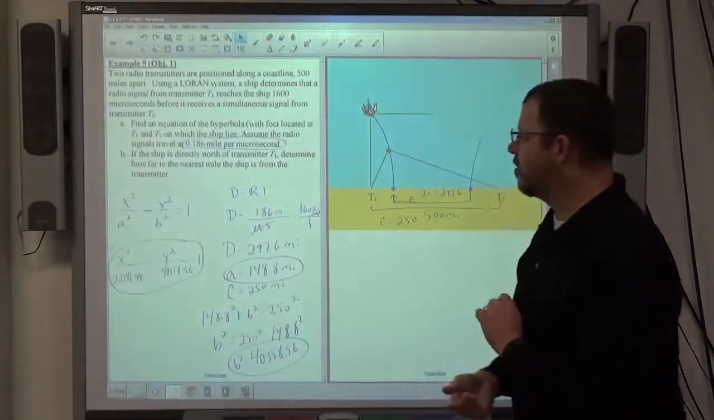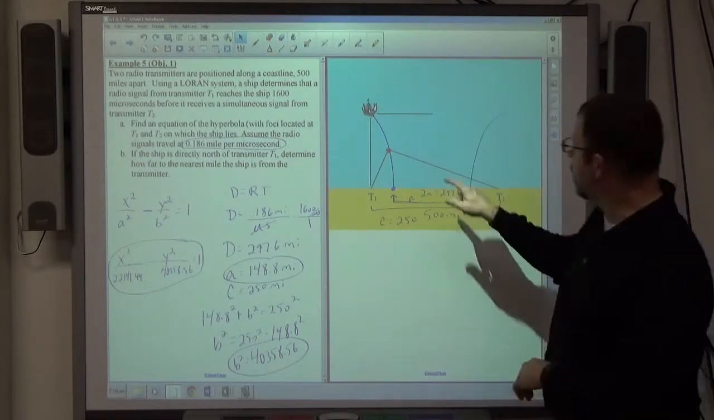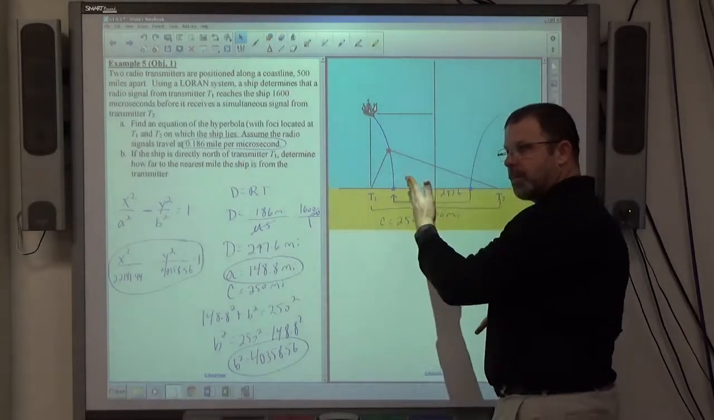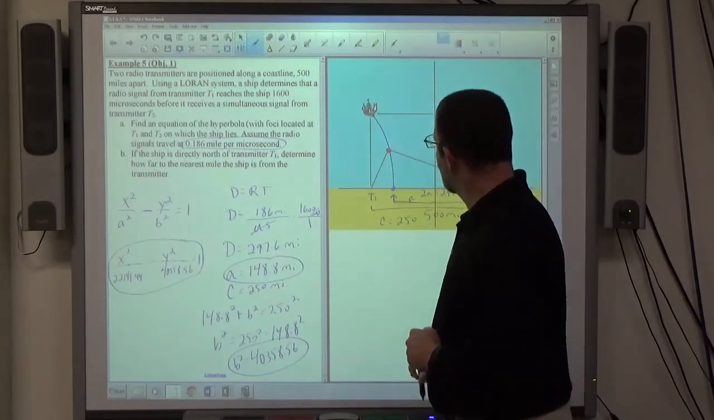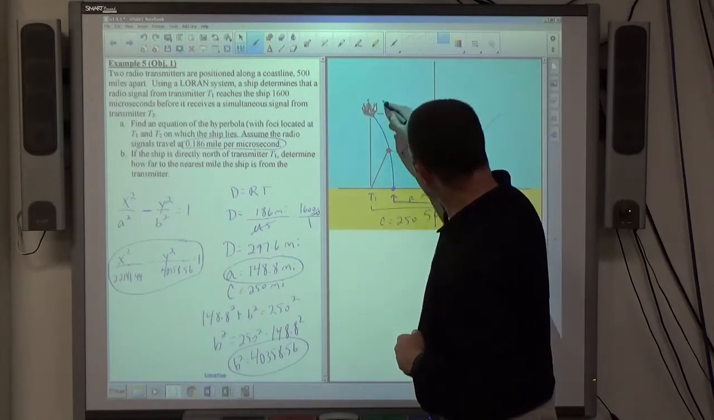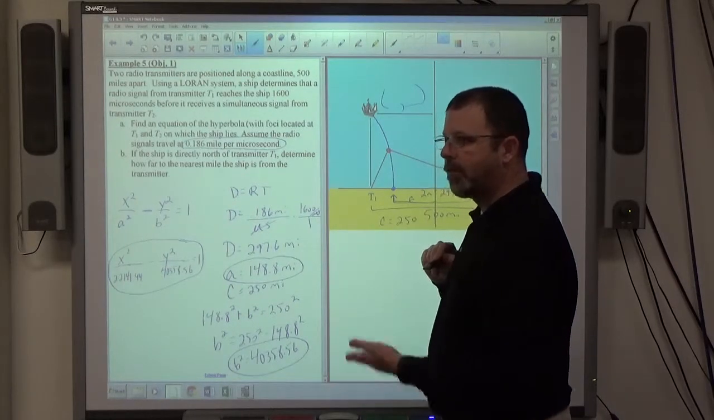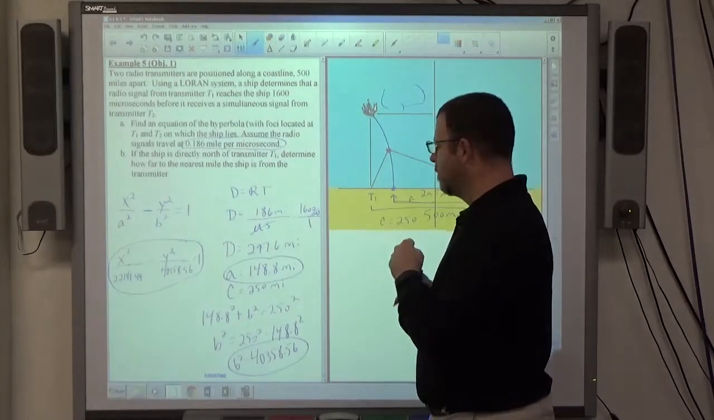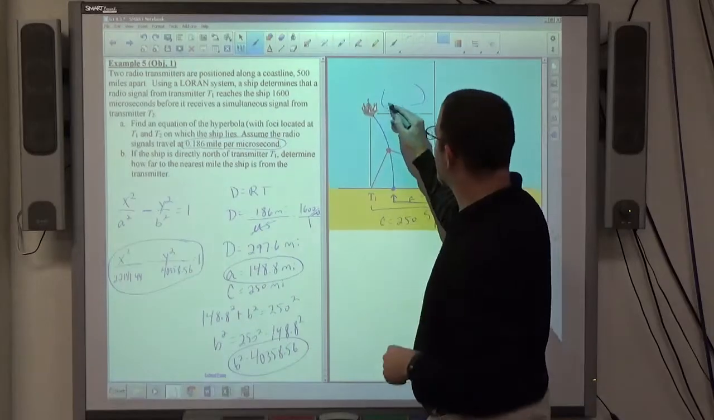Okay, moving on to question B. If the ship is directly north of transmitter T1, determine how far, to the nearest mile, the ship is from the transmitter. So again, if I superimpose some axes here, the x and y axis 0, 0, right? And the ship's directly above T1 right here, and I'm looking at the coordinates of the ship, they're asking me for the y coordinate. How far north of the transmitter is it, right? They're giving us the x coordinate, because if this is 0 and c is 250, this is going to be negative 250.